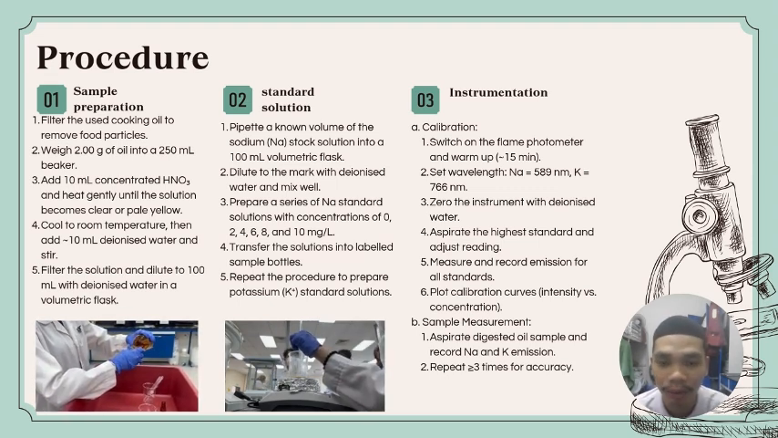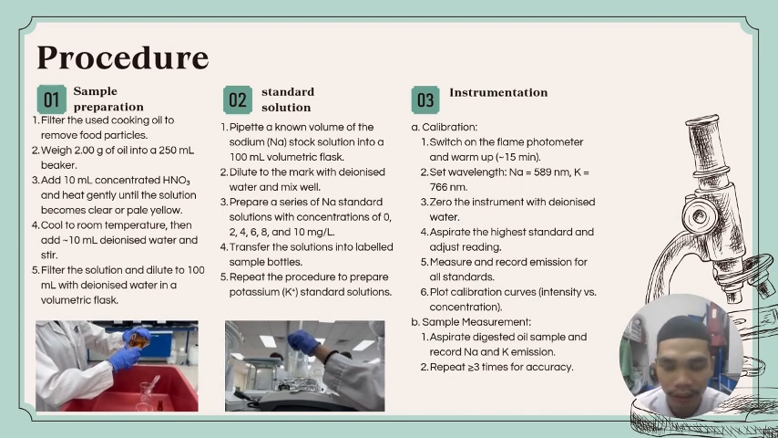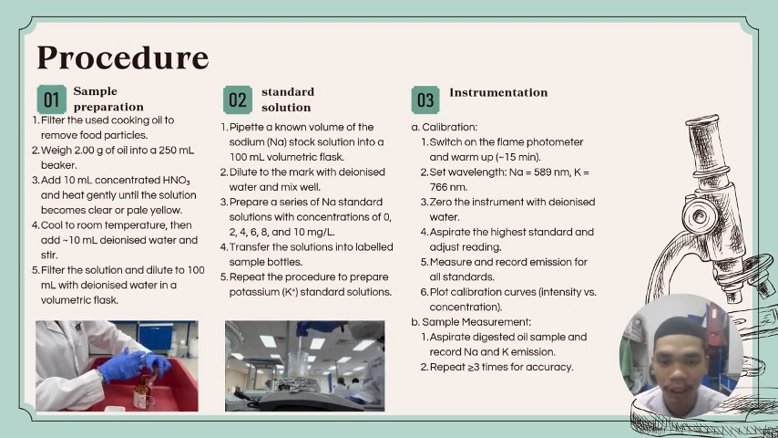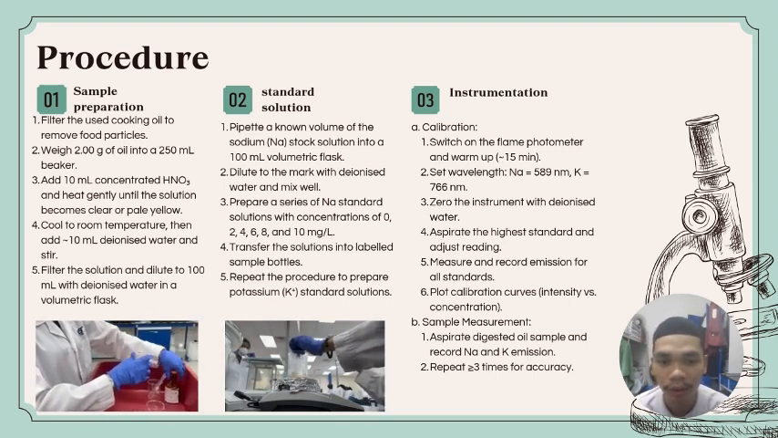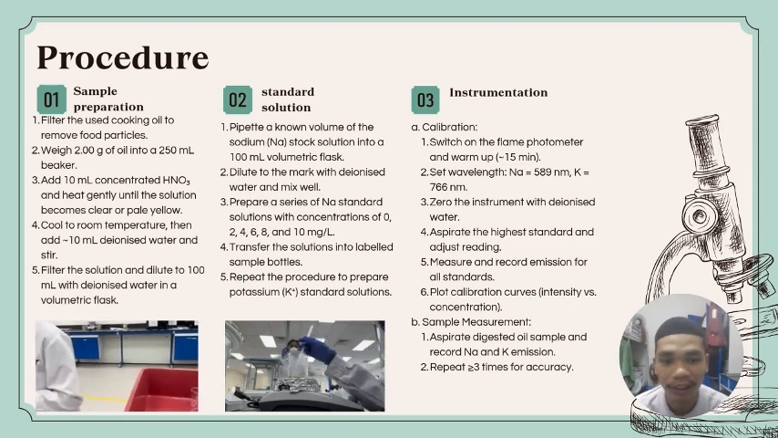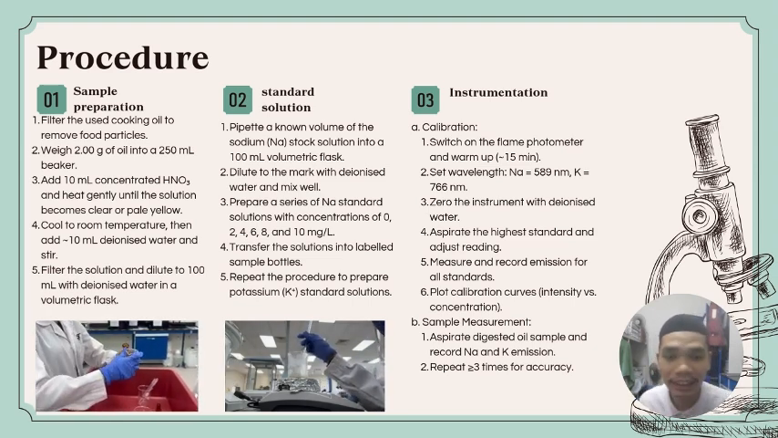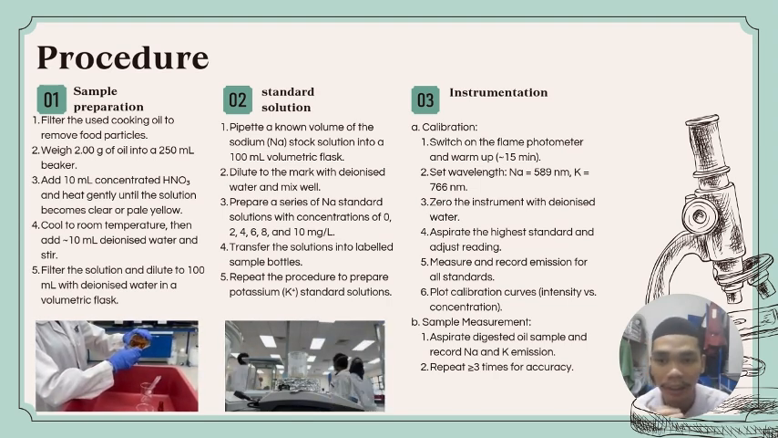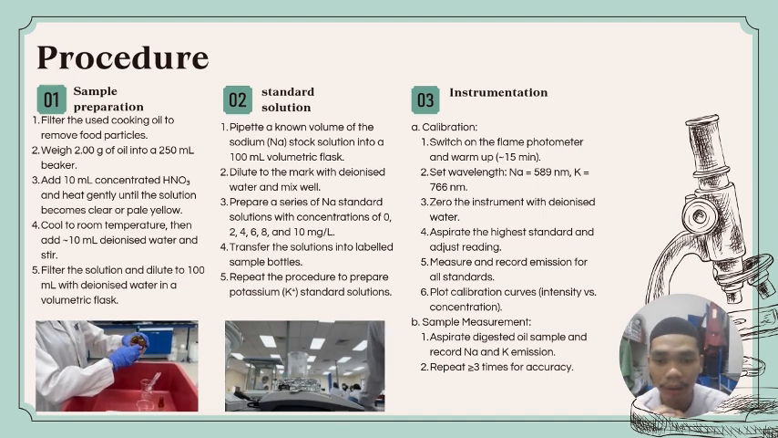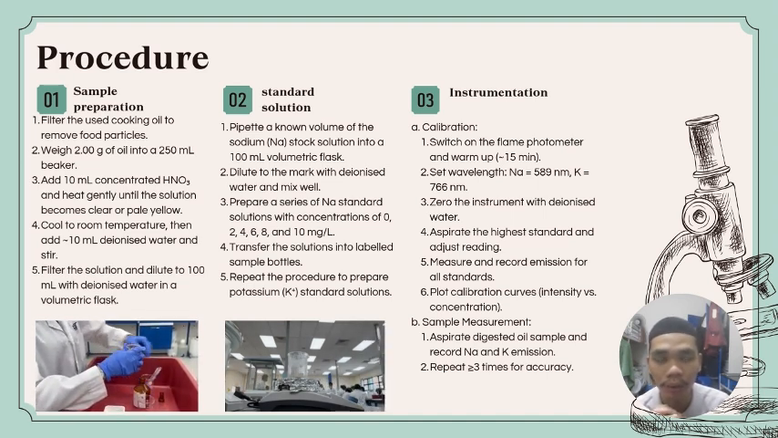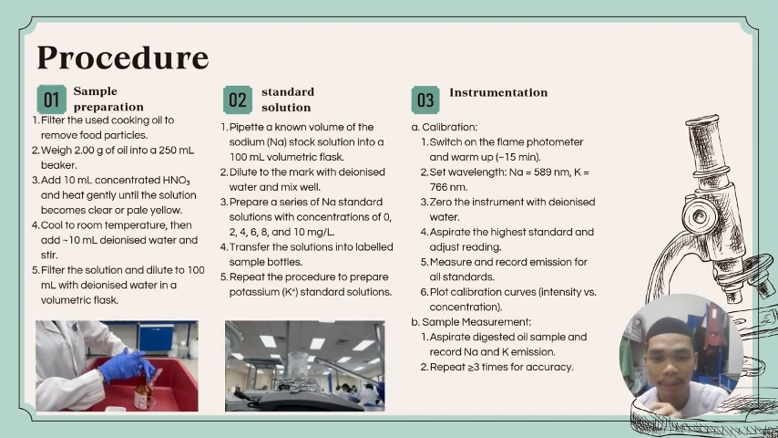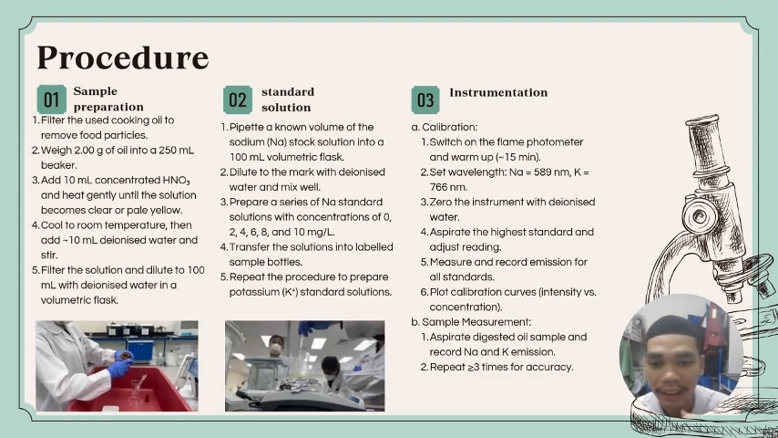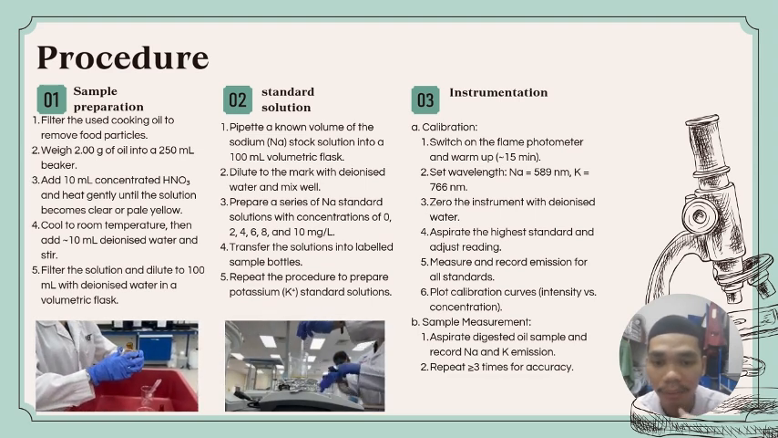So today I will explain the procedure. To determine sodium and potassium in used cooking oil, first we need to filter the oil to remove any food particles, and then weigh 2 grams of the filtered oil into a 250 ml beaker. Add 10 ml of concentrated nitric acid and heat gently until the solution becomes clear.